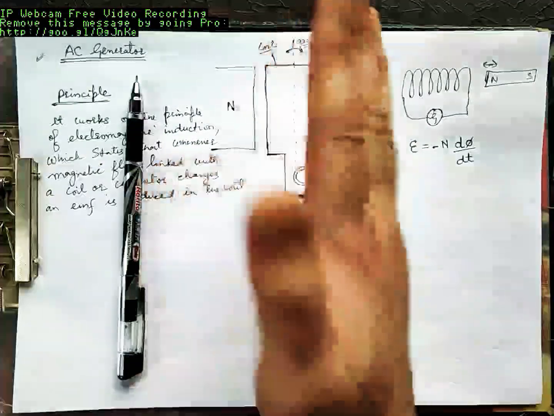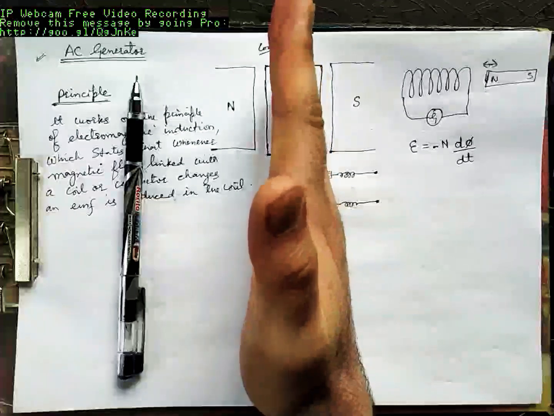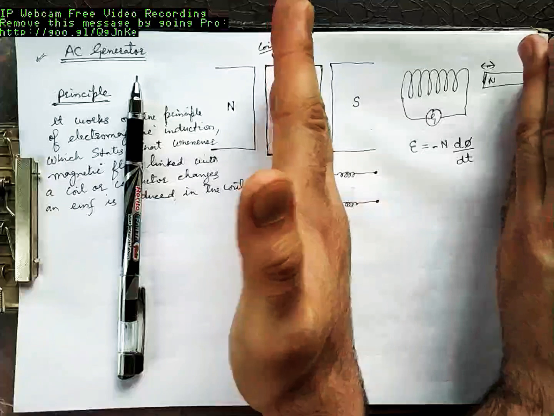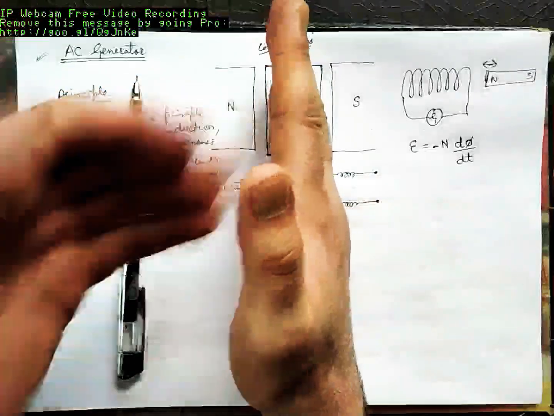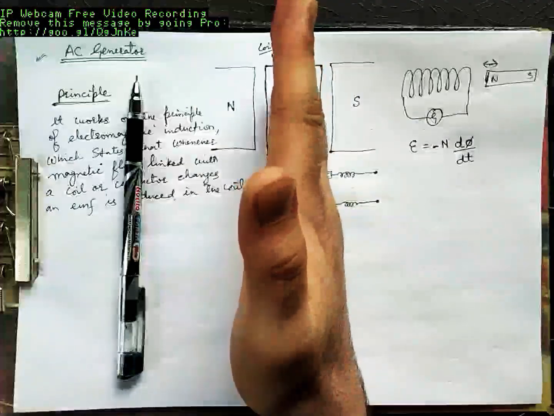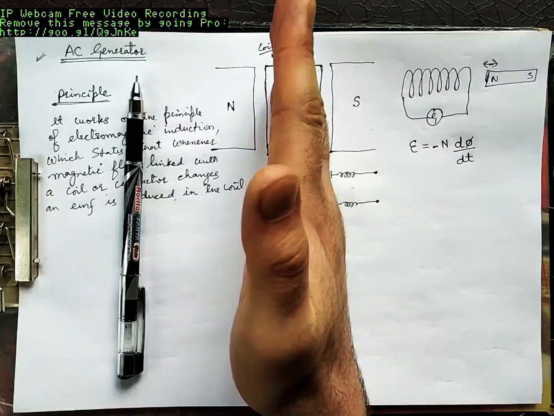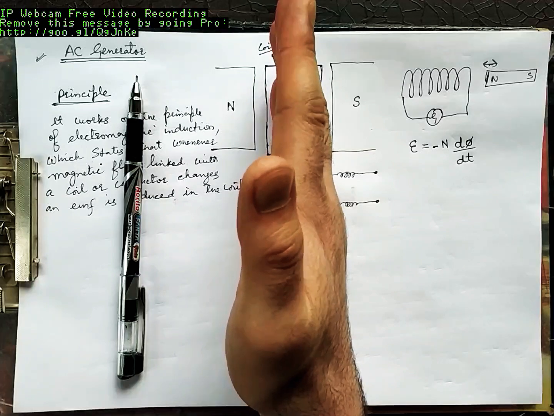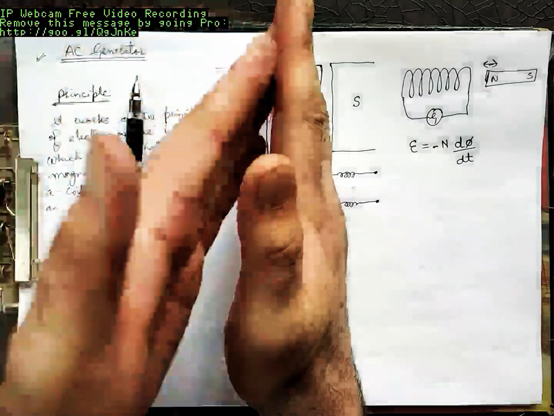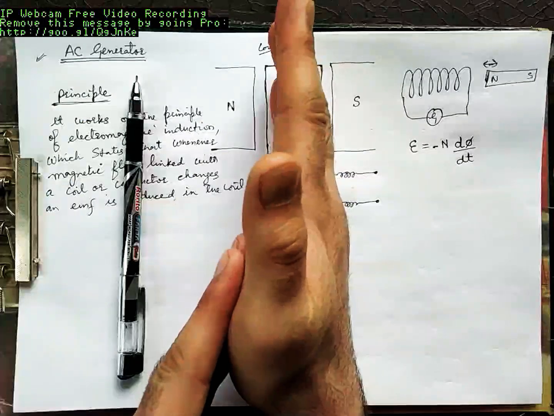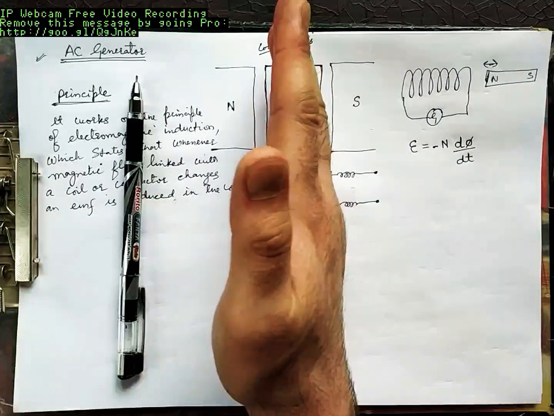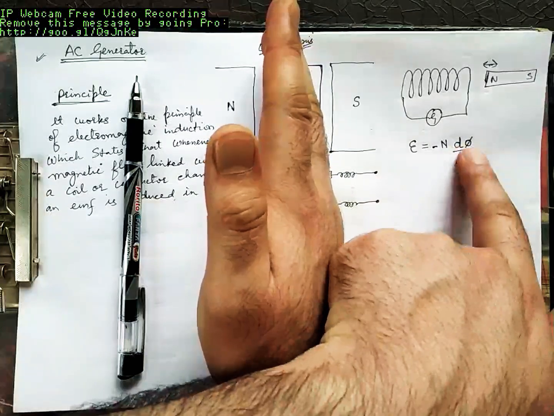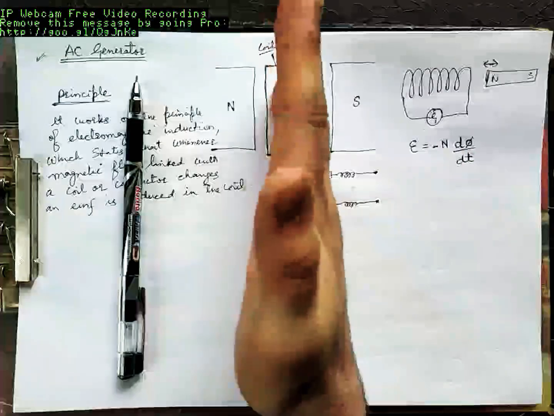Now let's suppose we keep this coil in this position. You have north pole on this side, south pole on this side, and flux is passing through the coil. But if I am keeping this stationary in this position, will there be an induced EMF in this coil? The answer again is no. Why? Though flux is passing through this coil, this flux is not changing with time. This flux is constant. When flux is constant, d phi by dt is, what is the differentiation of a constant? That is 0. So E will be 0. There won't be any induced EMF in this.